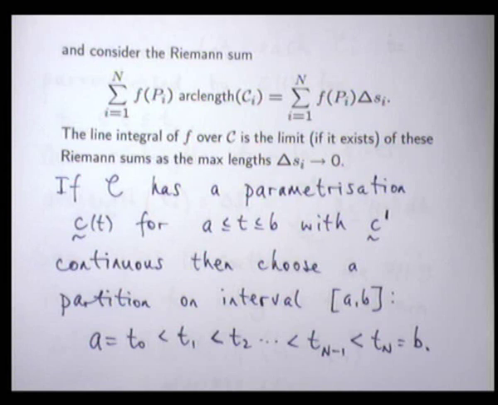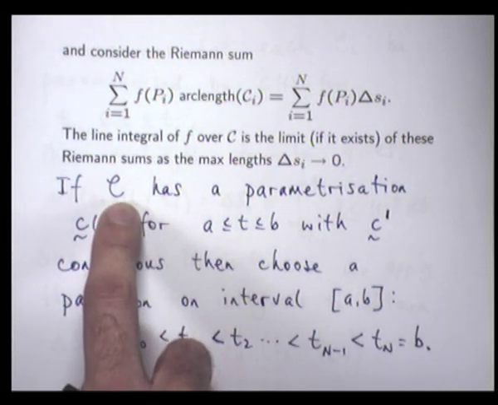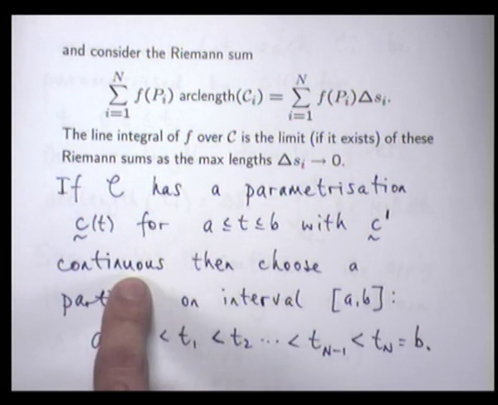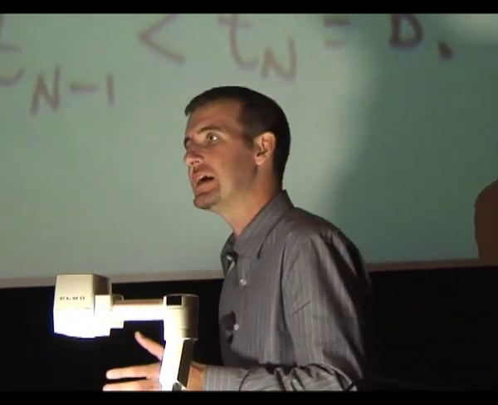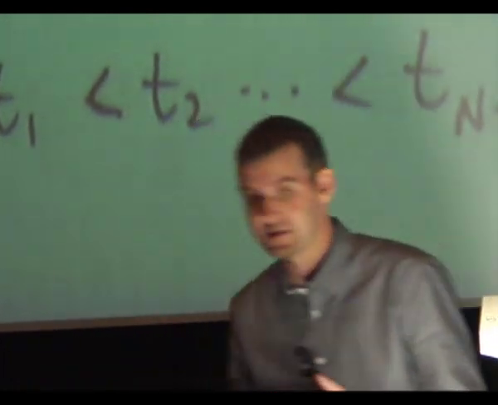Now, you can see I've chosen a partition of this interval. We've assumed here that curly C has a parameterization such that C dash is continuous. Now, that C dash is continuous is going to be important here because we're going to apply the mean value theorem for integrals.